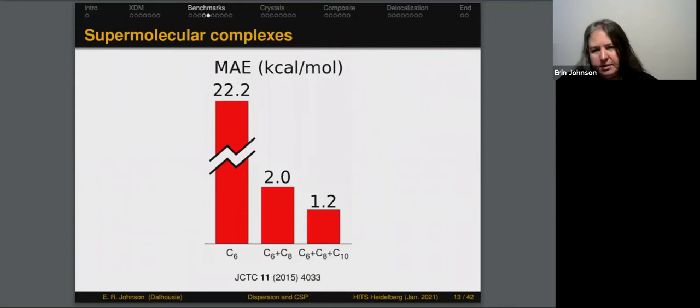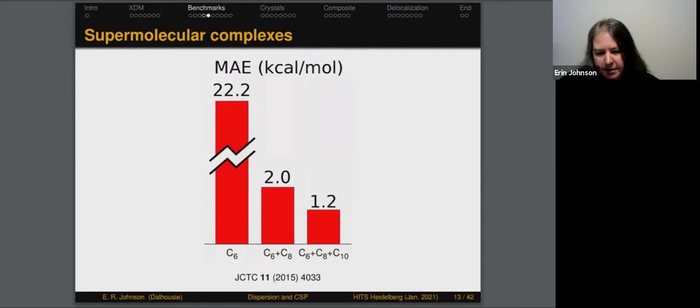So for this S12L benchmark, we can see how our mean absolute error depends on the order of dispersion terms. So with C6 only, we have an error in excess of 20 kcal per mole. That's about 4 hydrogen bonds. So this is really quite poor performance. Whereas if we include the C8 term, we improve our accuracy by a factor of 10. It's only 2 kcal per mole. Again, adding C10 gives you a slight improvement in performance. So the C8 term is really essential to be included in this dispersion model. C6 alone doesn't give you all the necessary physics.